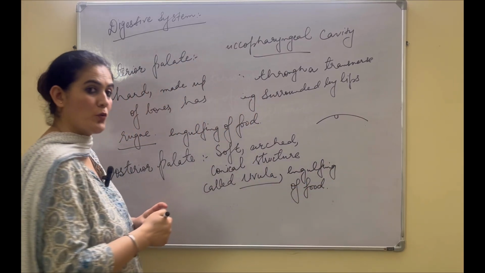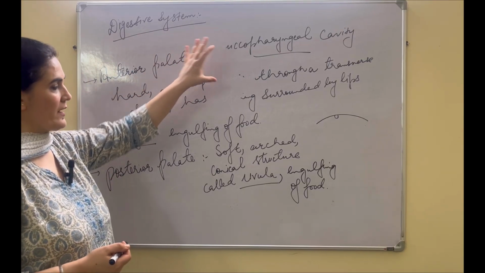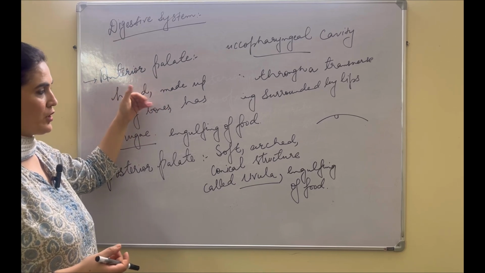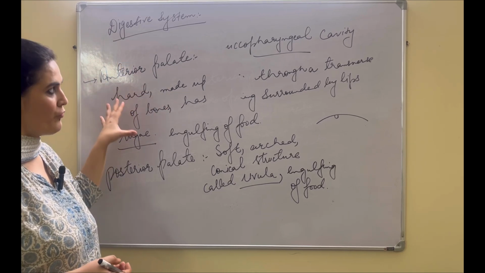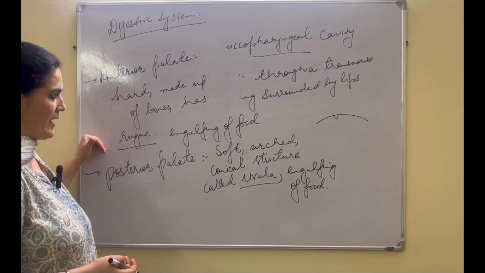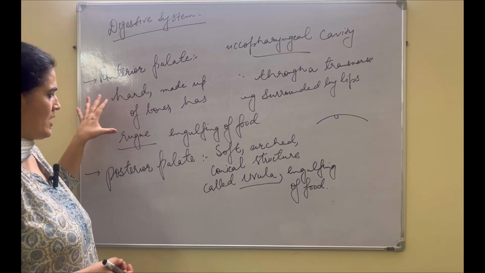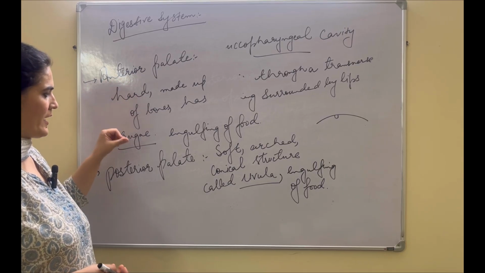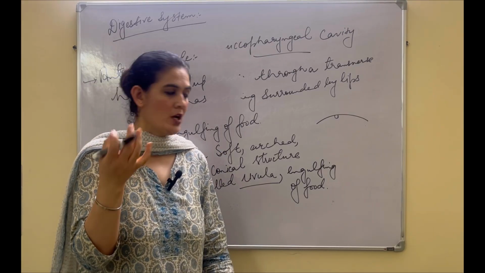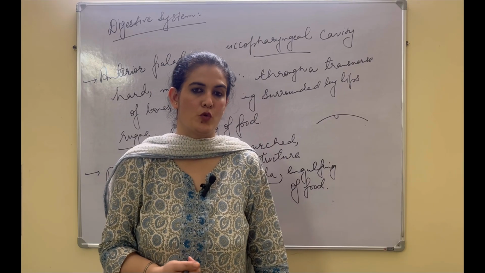So students, what we have discussed so far: we started with the buccal cavity, the buccopharyngeal cavity, and first we talked about the palate, which is the roof of the buccal cavity. We have anterior palate and posterior palate, and I told you the difference. The anterior is hard, made up of bones, has rugae like folds, and the posterior is soft and arched, and there is a conical structure which helps in the engulfing of food, and that is called the uvula.